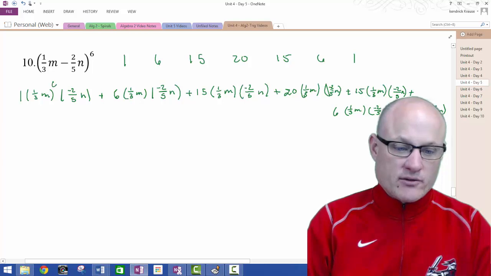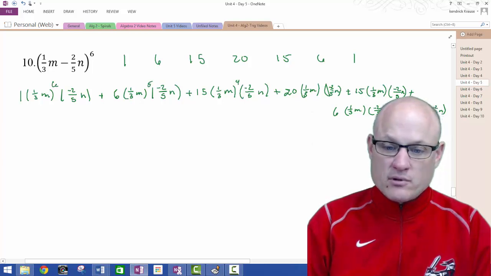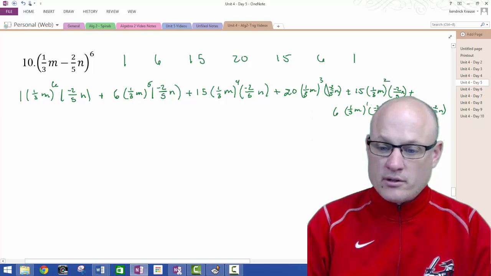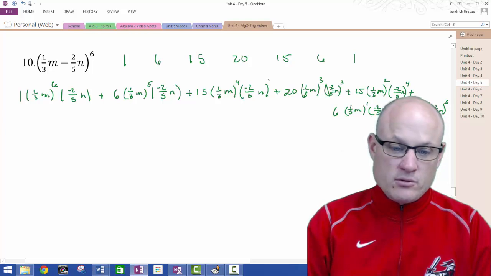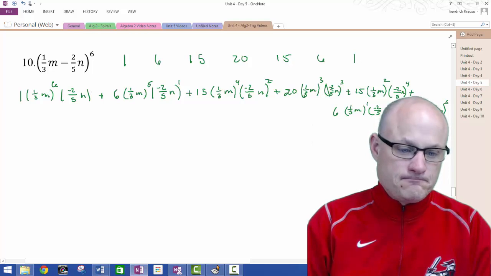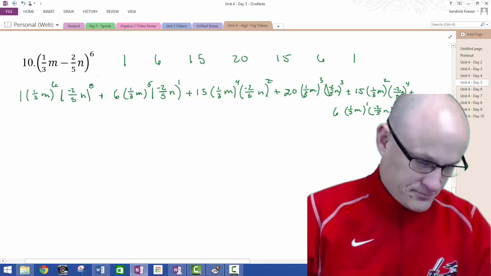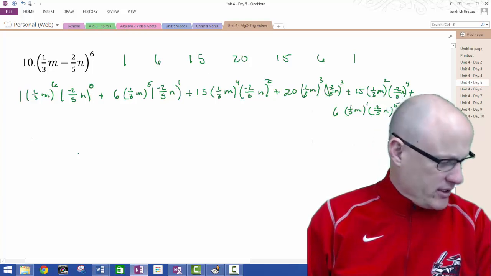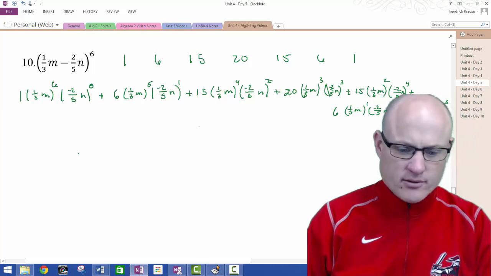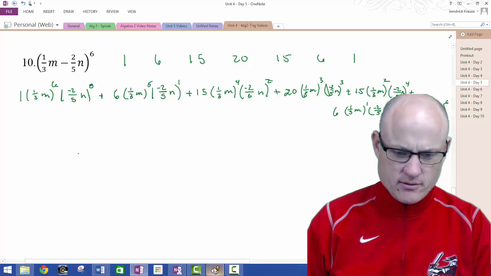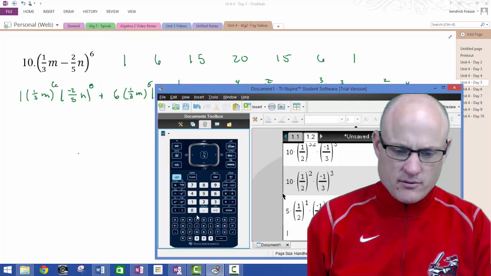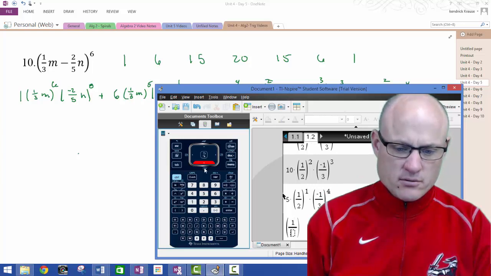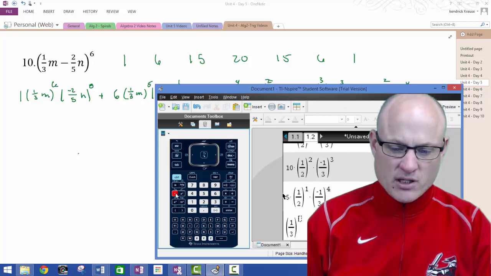Get these exponents in. 6, 5, 4, 3, 2, 1, 0, 6, 5, 4, 3, 2, 1. My goodness. So 1/3 to the 6th power. Is that 2189? I don't think I have these numbers right. I'm going to check these. For some reason, they don't seem right. Looks like I'm going to be doing them on my calculator.